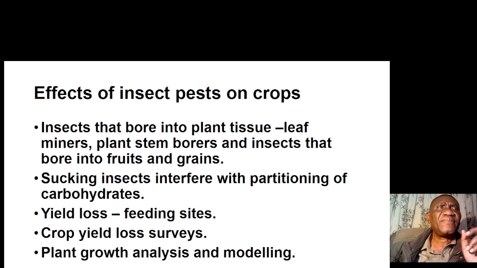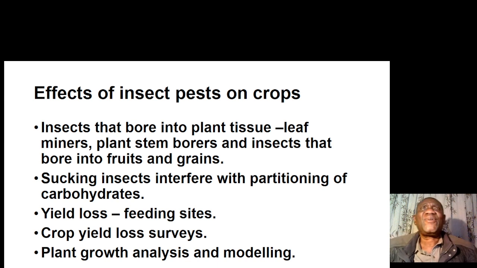Then we have sucking insects, which may interfere with the partitioning of carbohydrates. The movement of carbohydrates from the leaves to the seeds which are being formed will be interrupted, and this can lead to crop yield losses. So sometimes we may need to do crop yield loss surveys. We may need to do plant growth analysis and modeling so that we understand better how the insect pests are affecting crops.